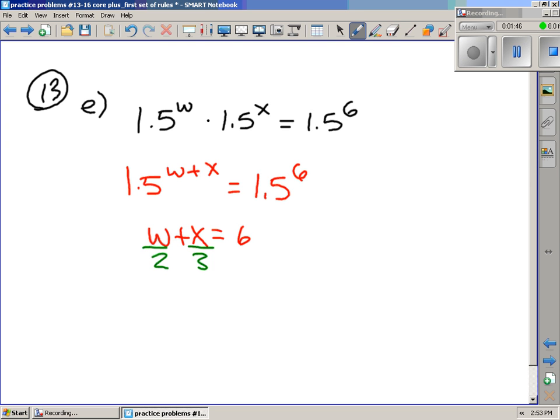We could use, oh, not 2 and 3, I'm thinking of 5. We could use 3 and 3. We could use 4 and 2. You could always do it the opposite way. You could do 2 and 4. You could do 5 and 1, 1 and 5.